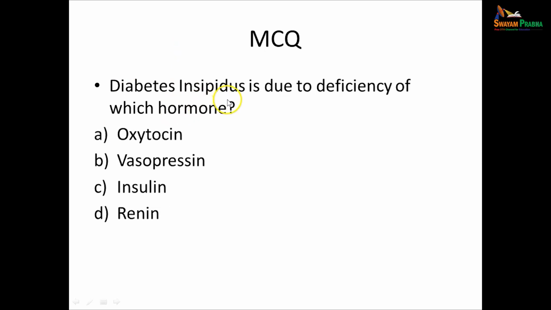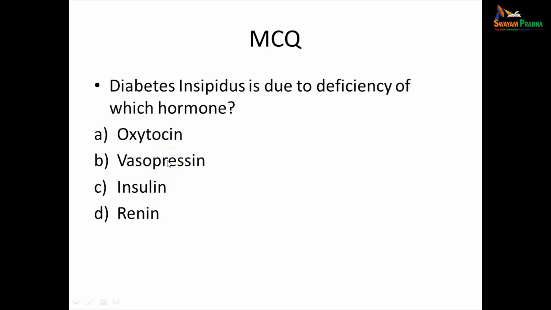Diabetes insipidus is due to deficiency of which hormone? Option A, oxytocin. Option B, vasopressin. Option C, insulin. Option D, renin. Oxytocin is secreted in the pars posterior. It influences the smooth muscle of uterus and mammary glands. Insulin is secreted in pancreas. Renin is secreted by juxtaglomerular cells.